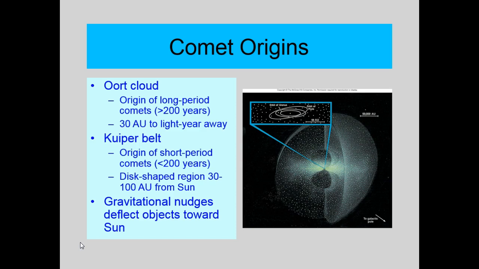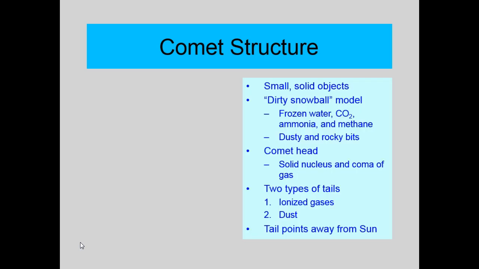So which kind was that? Where did it originate? Kuiper Belt. It had to be Kuiper Belt. Anything less than 200 years would be Kuiper Belt. Shoemaker-Levy was probably Kuiper Belt. There aren't many that we know of from the other.